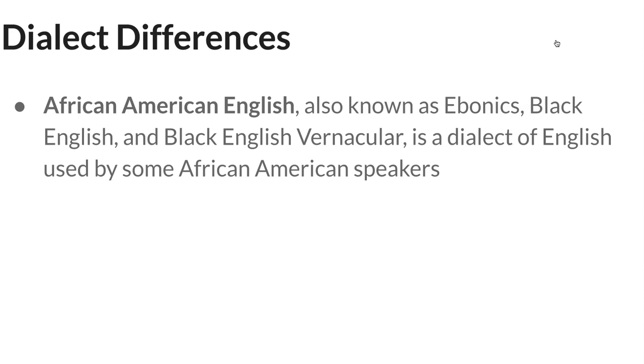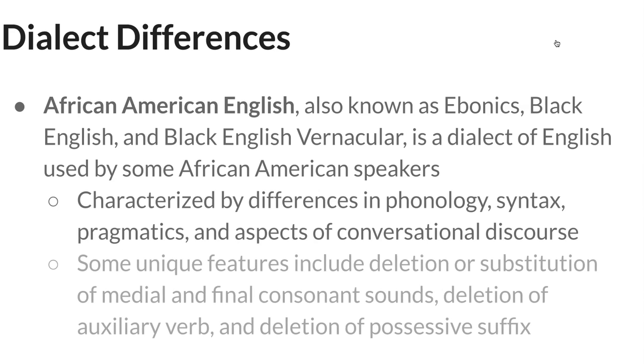African American English, which has been known by lots of names, is a dialect of English used by some African American speakers and also by some non-African American speakers, right? If you grow up around a lot of people who speak African American English, you may well speak African American English in some form, even if you're non-African American. It's going to be characterized by differences in phonology, syntax, pragmatics, and aspects of conversational discourse, just like every other dialect. Some unique features include deletion or substitution.